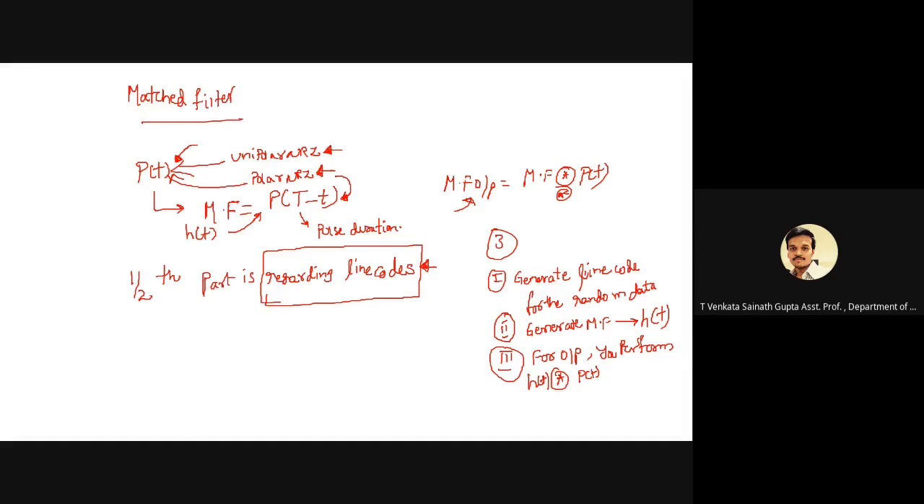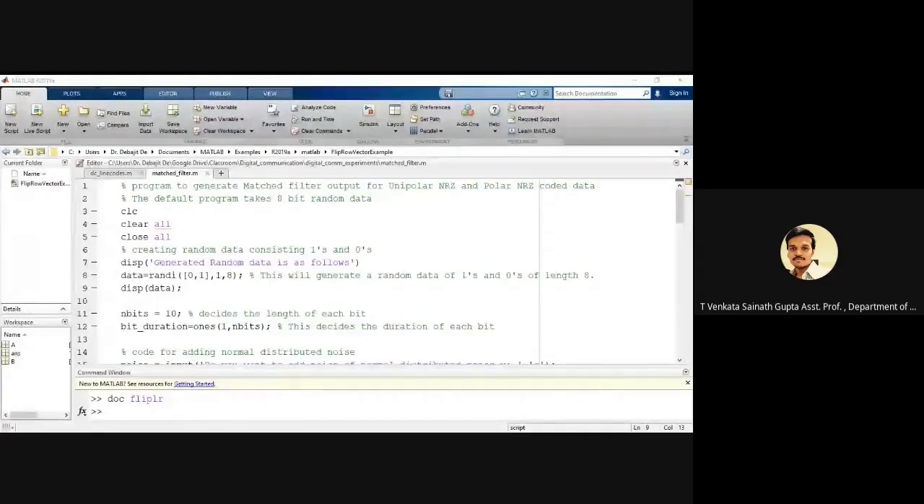I am directly diving into the program, keeping in mind that you already understood the first experiment, and also you already know the matched filter h(t). So let me share the MATLAB window. If you have any doubts, let me know. I hope you are able to see the MATLAB window.